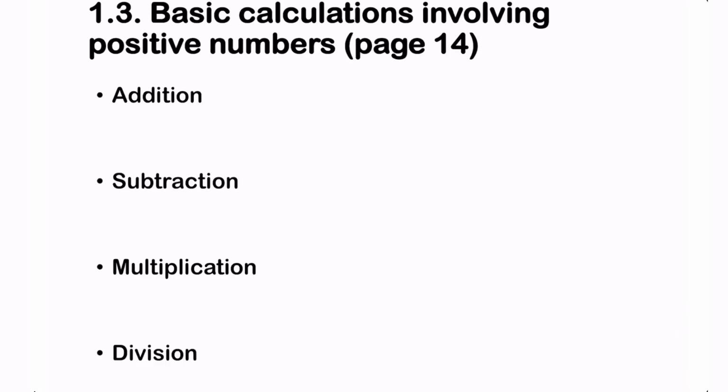Calculations involving positive numbers include things like addition. As you know, addition is simply adding: 1 plus 1 equals 2, or 102 plus 102 equals 204. These are simple calculations, and they can be done with integers.